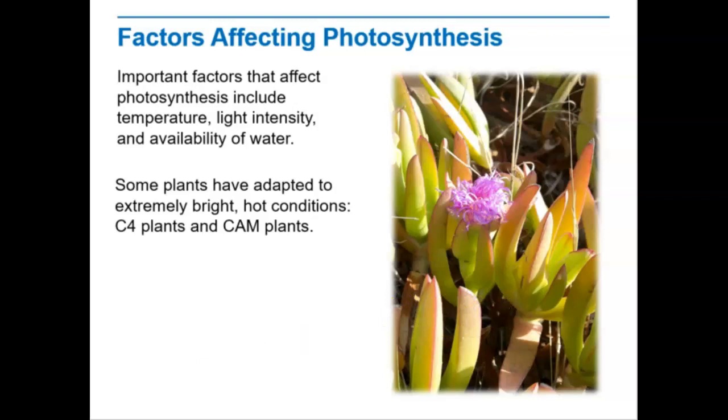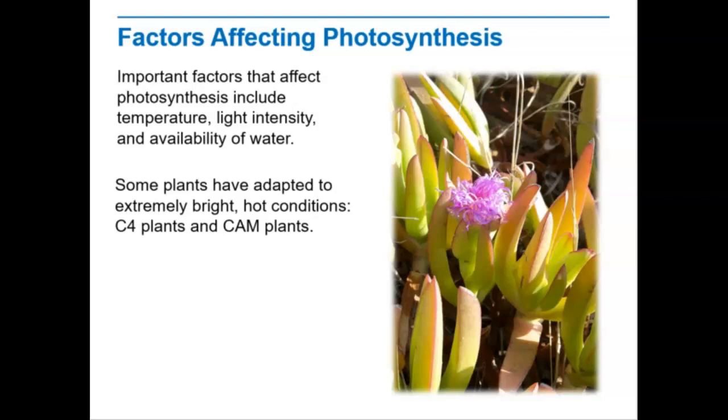C4 plants are special because they have a very specialized chemical pathway that allows them to capture very low levels of carbon dioxide and pass it on to the Calvin cycle. This allows photosynthesis to keep working under intense light and high temperatures, but it requires extra energy in the form of ATP to function. C4 organisms include crop plants like corn, sugarcane, and sorghum, if you've ever heard of that.